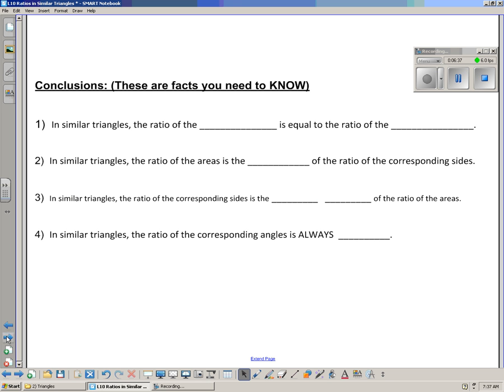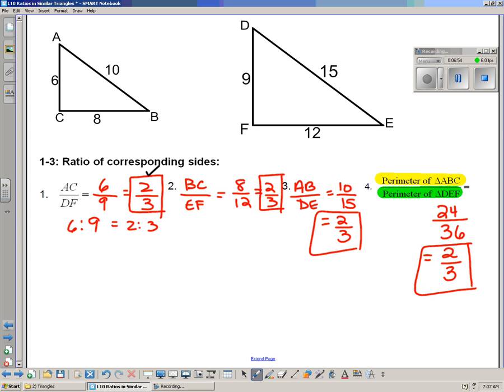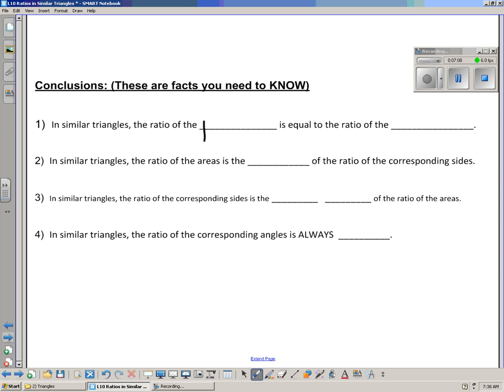So there are some conclusions we need to draw. The first one says in similar triangles, the ratio of the blank is equal to the ratio of the blank. So as you notice, all of the corresponding sides had the same ratio, and so did the ratio of the perimeters. It was the exact same thing as the ratio of the sides. So in our blank, we're going to put the ratio of the perimeters, which, if you're having a hard time remembering, in our example was 2 over 3, is equal to the ratio of the corresponding sides. Which was also 2 over 3.